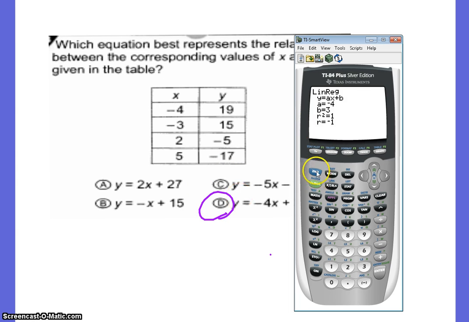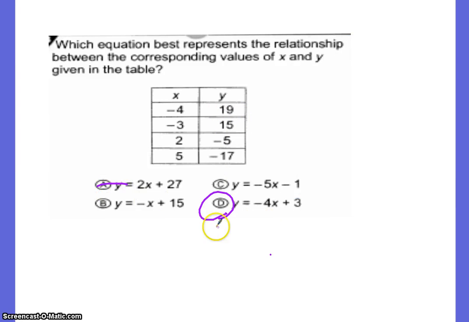The other thing you could have done was gone to your y equal, clear everything out, put your equation in, 2x plus 27, go to your table, tell it to start at -4. Back to your table, -4 is 19, -3 is 21, which messes that one up, so you know it's not that. And you would check all of them and then you would see that D is correct as well.